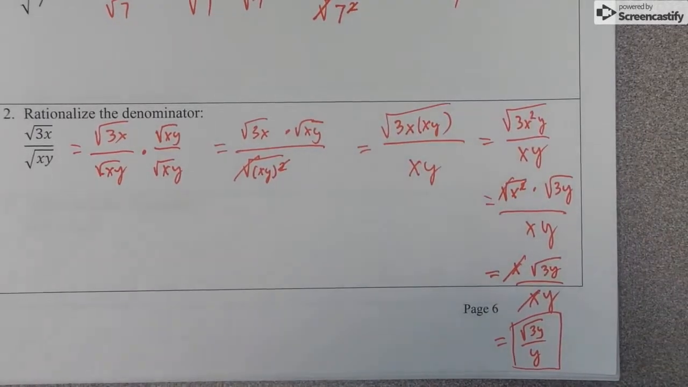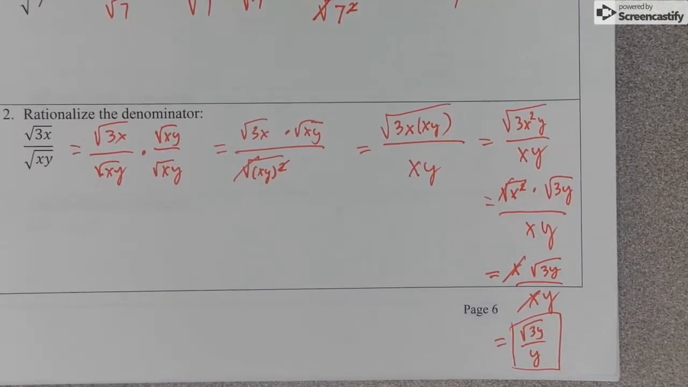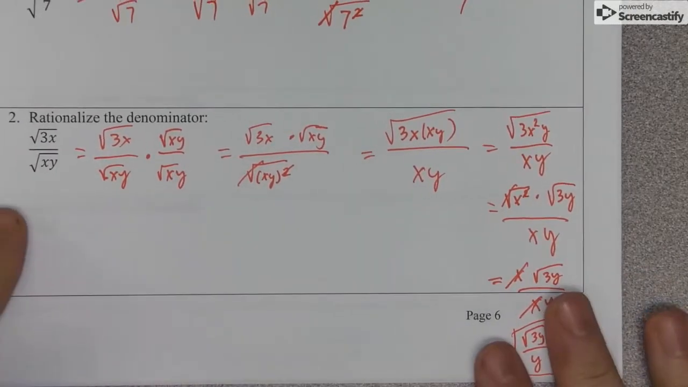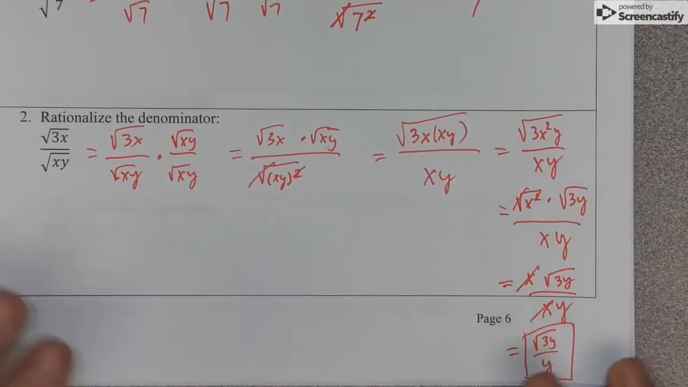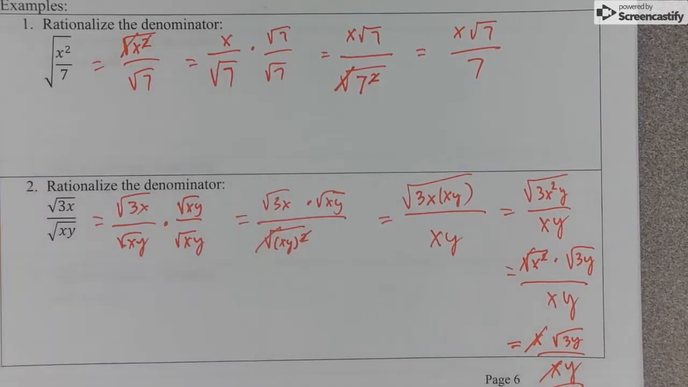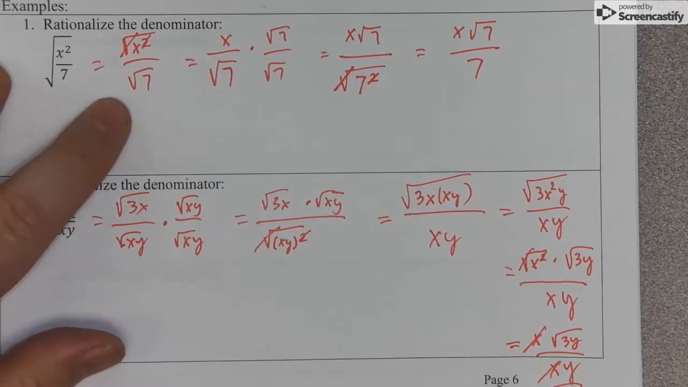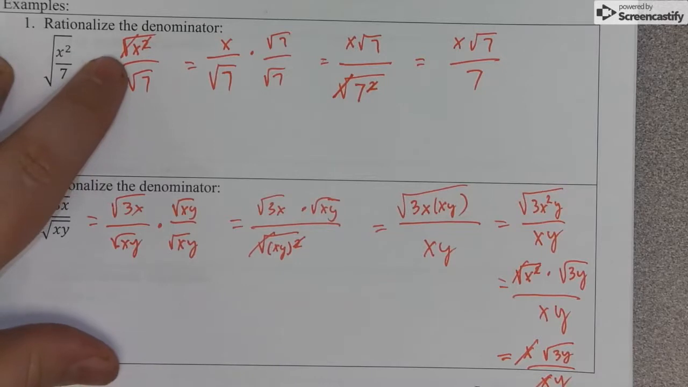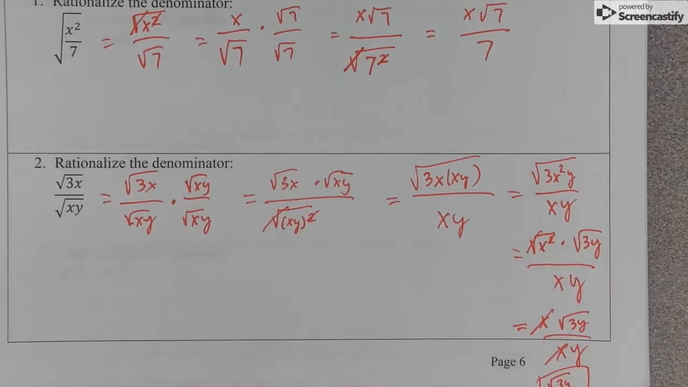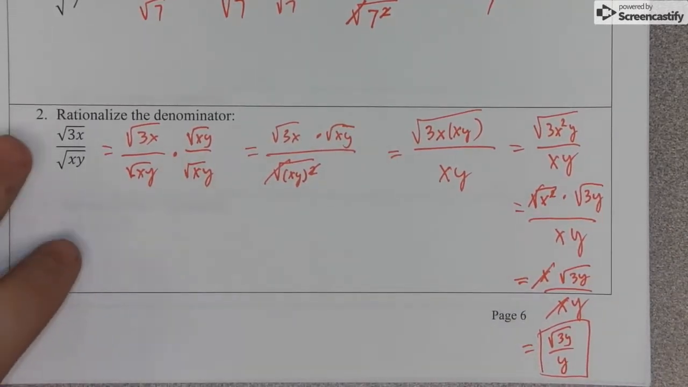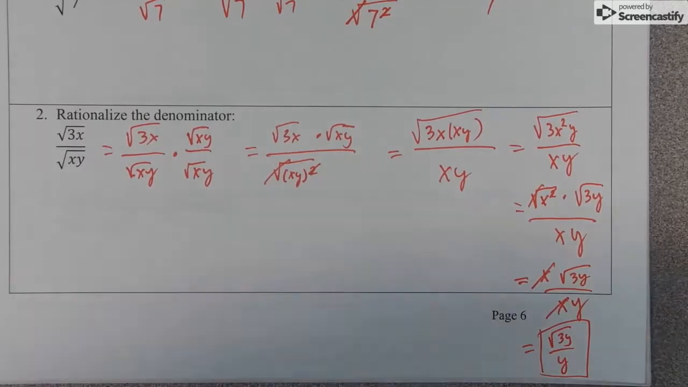Just a quick note on a problem like this, my quotient rule allows me to rewrite a radical that's a quotient in this form. So I was able to break this apart and rewrite it as square root of x squared over square root of 7. I could also go backwards and do the same thing. Let me show you number 2 one more time. But this time I'm going to show you it doing something a little different.